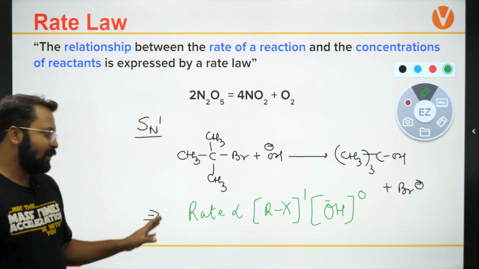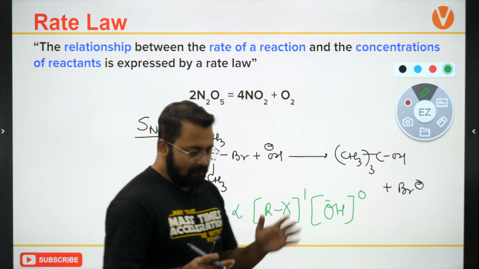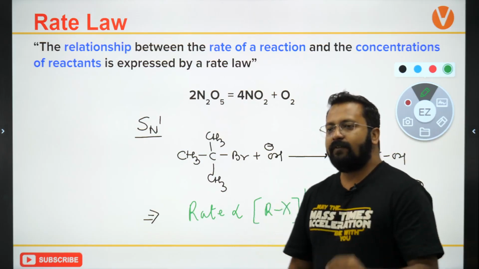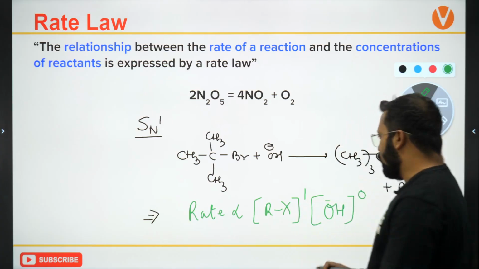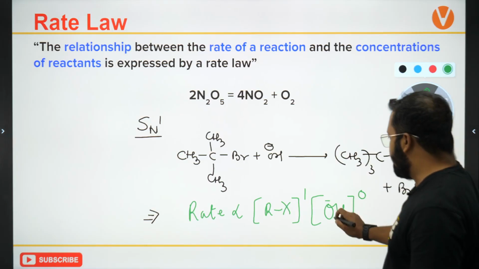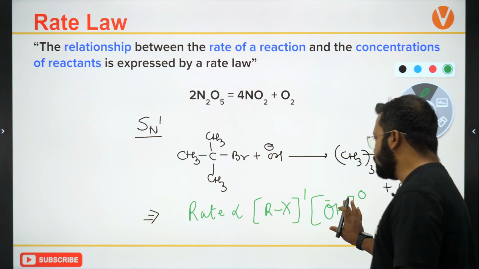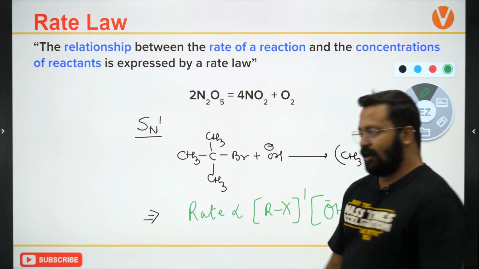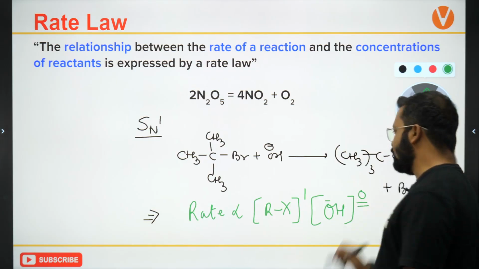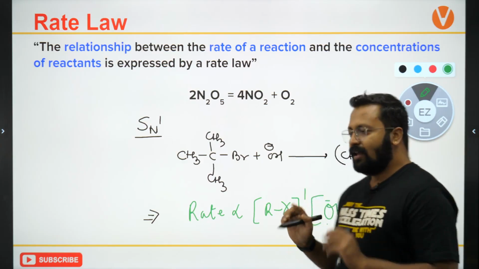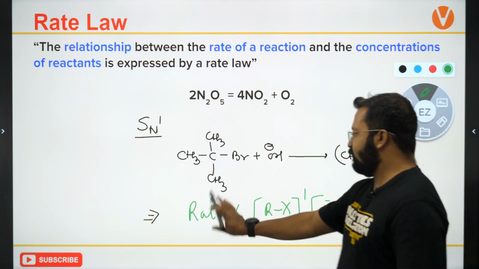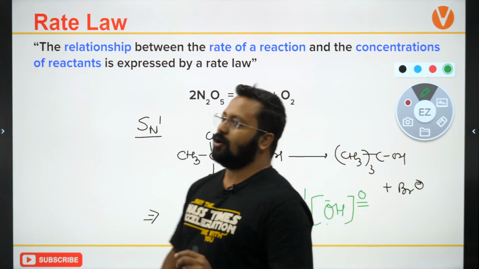It means that if I increase the amount of OH minus, it would not affect the rate of reaction. Okay, what does this tell us? That if I increase the amount of OH minus, it does not increase the rate of reaction because this power is 0. इसको मैं double भी कर दूंगा तो power 0 होने के कारण ये 1 हो जाएगा. But if I double this, the rate will get doubled. So this is what rate law tells us.